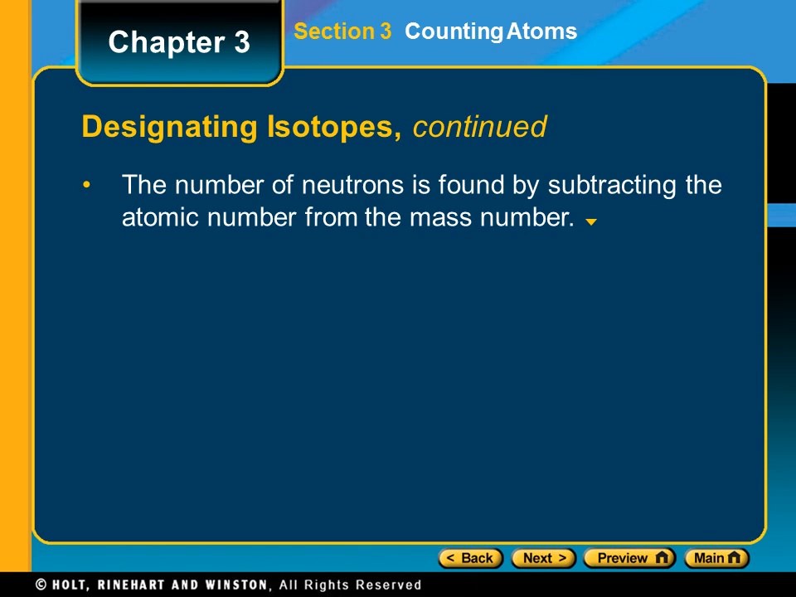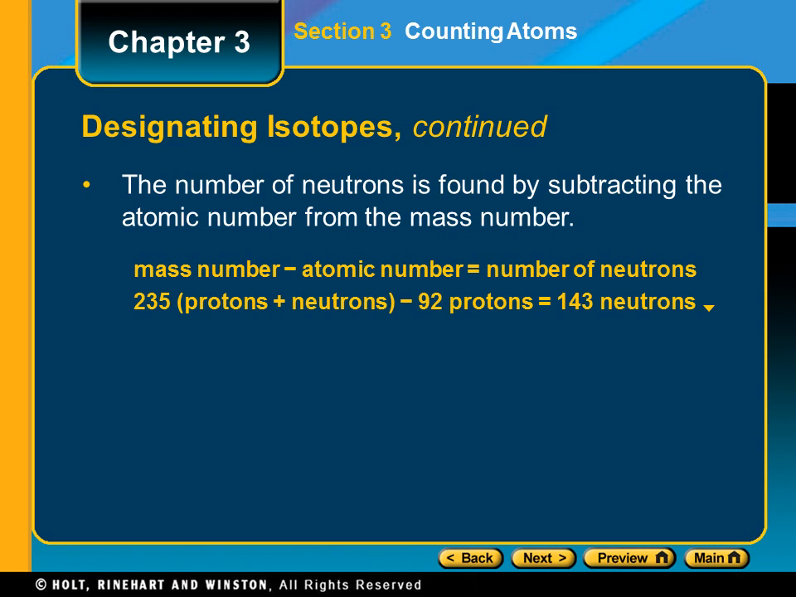The number of neutrons is found by subtracting the atomic number from the mass number. I've already gone over this. If you memorize what the atomic number is made up of, and you memorize what the mass number is made up of, then you have the ability to determine protons and neutrons. Mass number minus atomic number equals number of neutrons. So 235 protons plus neutrons minus 92 protons, in our example of uranium, equals 143 neutrons.